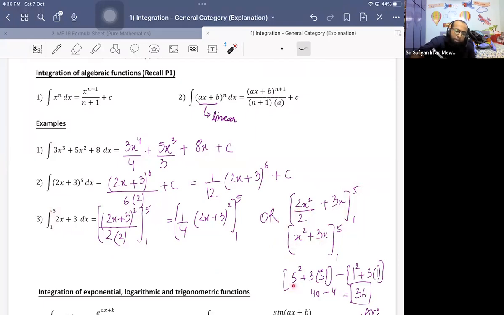Applying the upper limit, 5 squared plus 3 times 5 minus 1 squared plus 3 times 1, and we subtract and we get 36. So even if we take plus c over here, then plus c over here and plus c over here will have got cancelled because of this minus. And that is why we have not invested our time in finding out the constant of integration plus c. So during definite integrals, there is no need of finding plus c.